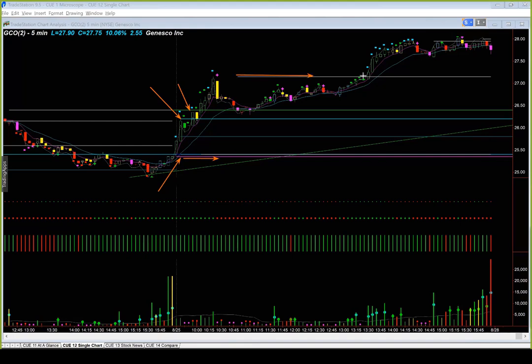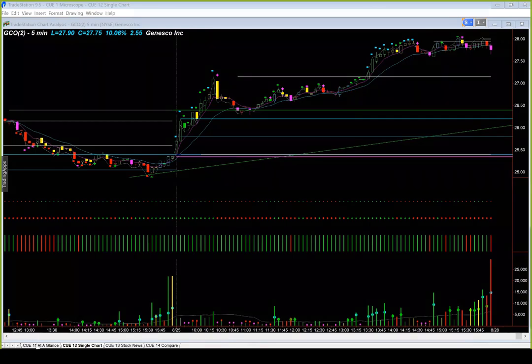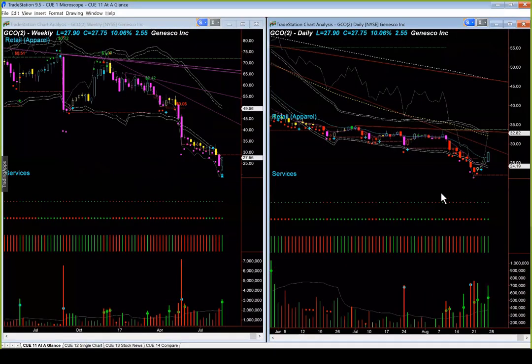We see that the pause line was hit after some time, so we could book partial profit at that time. And then at the end of the day, we could either book full profit or, looking at the strength of the stock and also the strength of the industry, could hold on to a partial position.